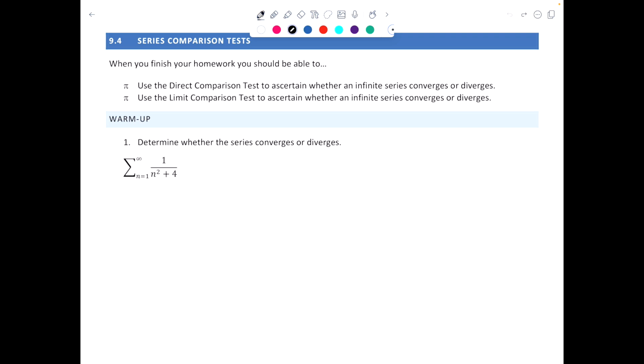So for this one, since we have not yet officially learned the direct comparison test or the limit comparison test, what we need to do is use the integral test. Or you could find the series of partial sums and see if it's bounded and monotonic. But I'll just do the integral test for some practice. Cool? Excellent. So step one.